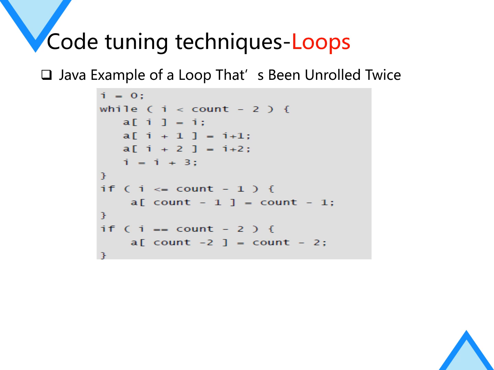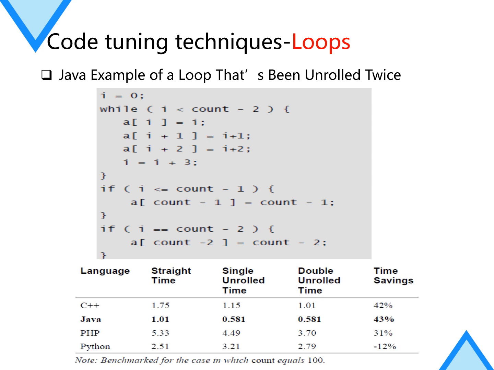0 plus 3 equals 3. So we increase the number of lines of code, but we decrease the loop iterations. If we unroll by 2, then the time saving in case of C++ was 42%, in case of Java 43%, in case of PHP 31%, and in case of Python still a negative result. So these unroll techniques don't work well with the Python language.